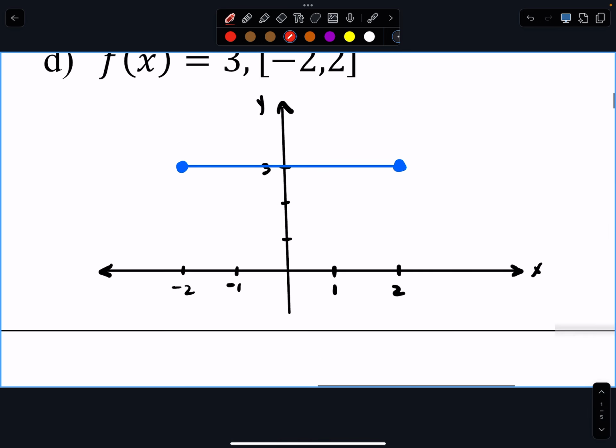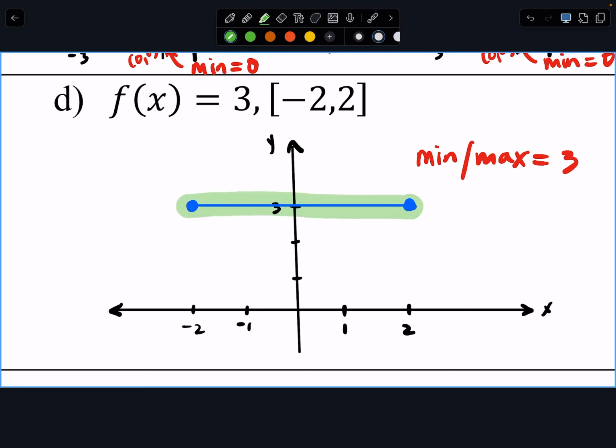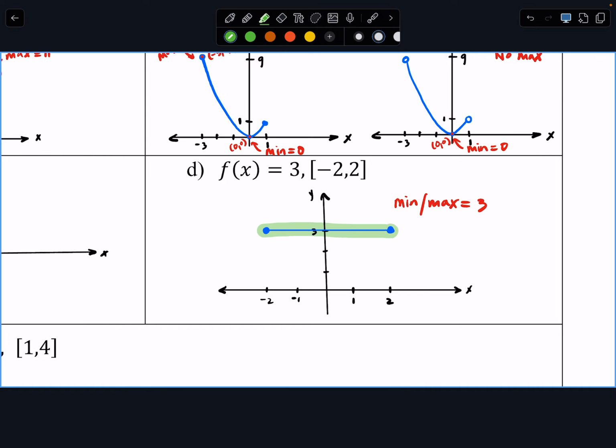A little less straightforward. What do we think? What's the minimum? 3. What's the maximum? They're both 3, 3 is the min and the max. And then what point would we go? Just like all those points, all of them between -2 and 2. So minimum and maximum exist even if all the y values are the same? Well, it's great.